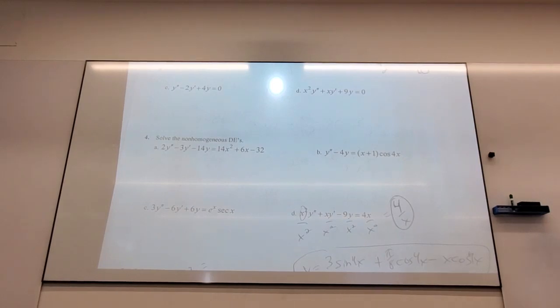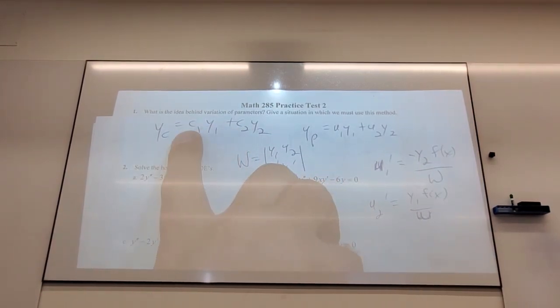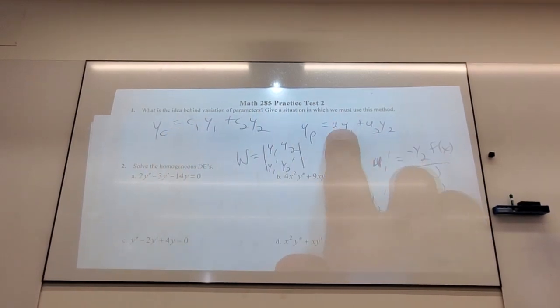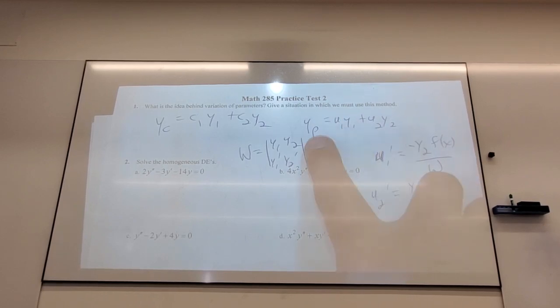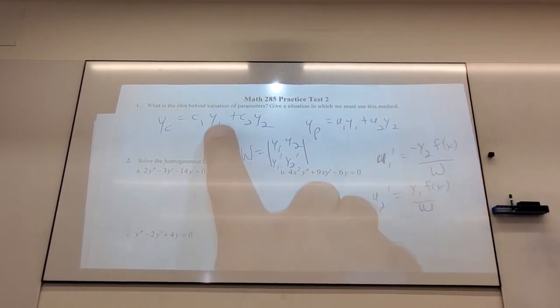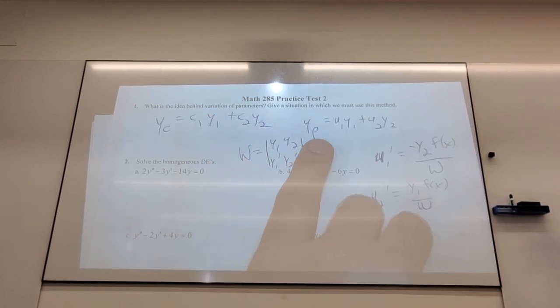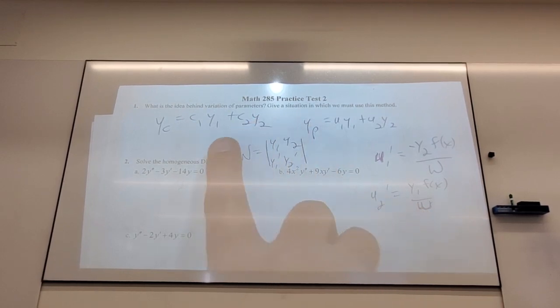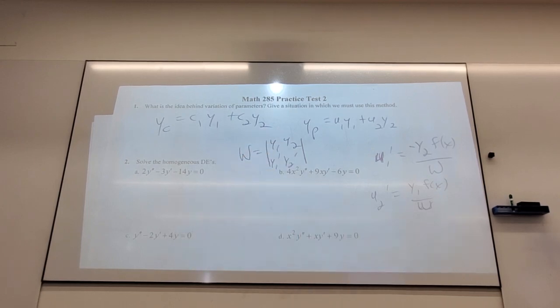It takes your yc, and this is why it's called variation of parameters. We can think of c1 and c2 as parameters of the problem, so I just vary them to become functions instead of constants. This would make the yp linearly independent from these two. So what's the idea behind it? Linear independence. I know that my yp's must be linearly independent from my yc's.